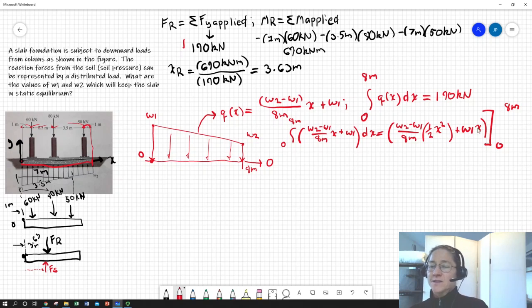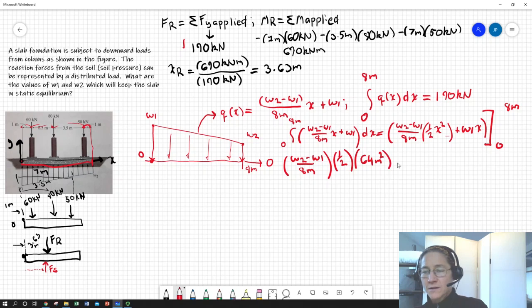Okay, so we can plug in our limits of integration. 0 is going to give 0 for everything. So we basically only have the 8 meters. So we're going to end up with our W2 minus W1 over 8 meters times 1/2 times 8 meters squared, which should be 64 meters squared, plus W1 times 8 meters.